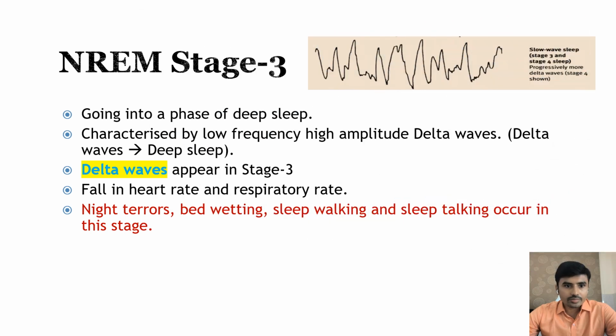NREM stage 3, it is going into a deep phase of deep sleep. It is characterized by low frequency, high amplitude delta waves, and there is a fall in heart rate and respiratory rate. Night terrors, bedwetting, sleepwalking, and sleep talking occur in this stage 3 NREM.